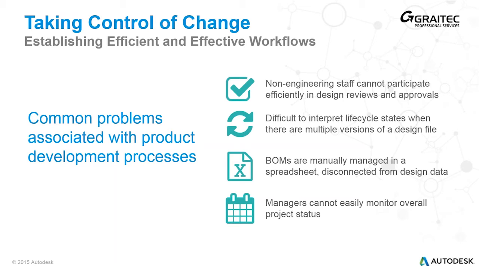We often find as well that within companies, the bill of materials are created manually. So you put all of this time and effort into the data sets that you create within your engineering products like Inventor, and then you're essentially having to reduplicate this information onto a spreadsheet to pass on to different departments like procurement. And finally, we often find within companies that management are not able to easily monitor project status. So when changes are occurring, they're not able to see who's working on what and where the project is currently lying.